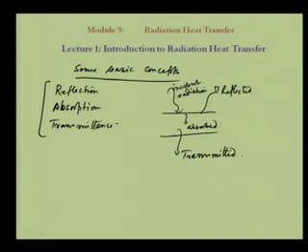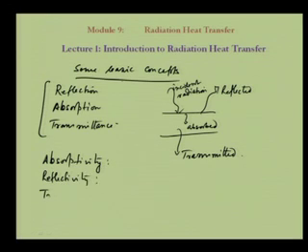Therefore, there are three terminologies: absorptivity, reflectivity, and transmittivity. What is the absorptivity? From the name itself we can understand. Absorptivity we tell as alpha, reflectivity we say as rho, and transmittivity we say as tau.